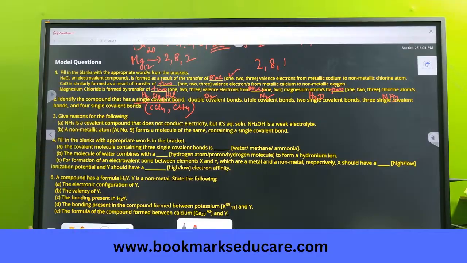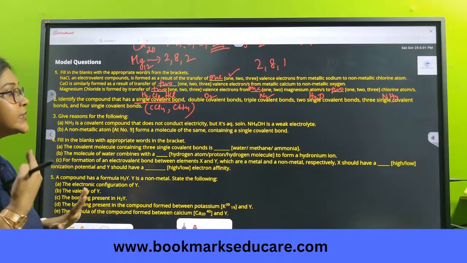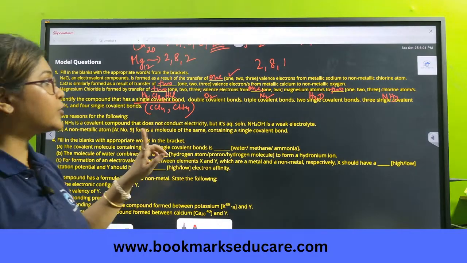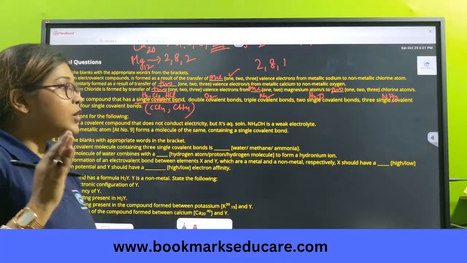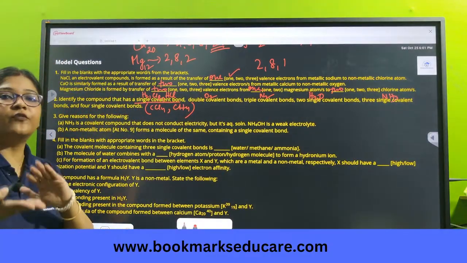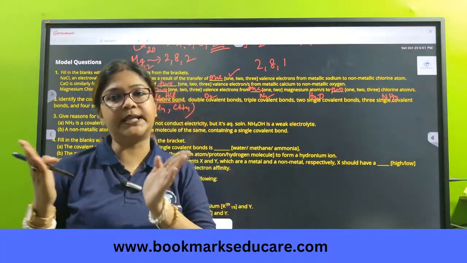Give reasons for the following. Ammonia is a covalent compound that does not conduct electricity, but its aqueous solution, ammonium hydroxide, is a weak electrolyte. Why? Ammonia is a covalent compound because it does not have any free ions, so it will not conduct electricity.